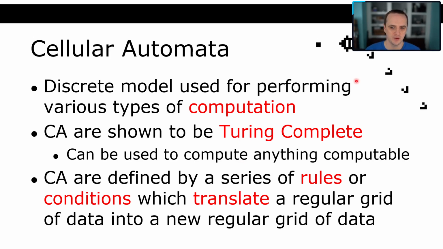Okay? So for example, if you take this up here frame by frame, one frame is like a picture, that's a grid of data. You're going to use some rules to translate that grid of data into a new grid of data, and if you play those grids in sequence, you get this interesting animation. So let's talk about how that works.